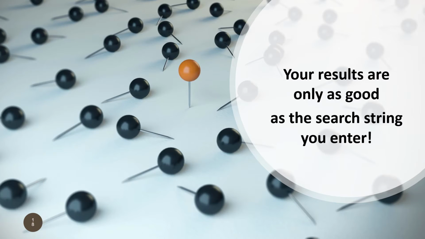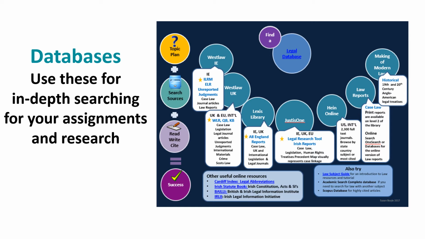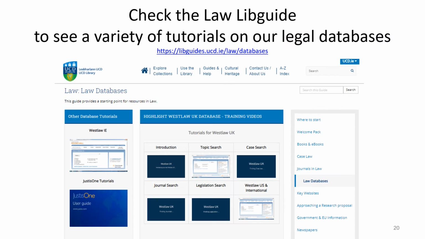Remember, your results are only as good as the search string you enter. We're going to explore databases now, which you can use for in-depth searching for your research. We have a variety of law databases you can explore, and the infographic shows what databases are good for different topic areas. The Library LibGuide for Law, which you can see at the link here, has a variety of training videos and quick tutorials on different databases to help you become more familiar with legal resources for your research.